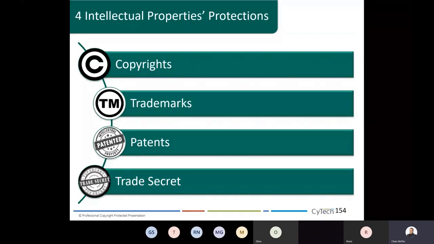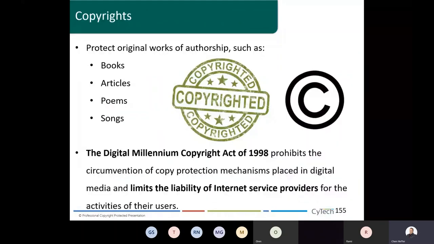Then the other topic, I think it's the last topic that we will discuss today in domain one, is intellectual property protection. There are four of them: copyright, trademarks, patents, and trade secrets. Copyrights are meant to protect every creation of an individual. That can be a book, an article, poems, songs, anything that you create from nothing. For example, this presentation is protected. As you can see down here, it's a copyright protected presentation. So you cannot use that without the authorization of the creator.